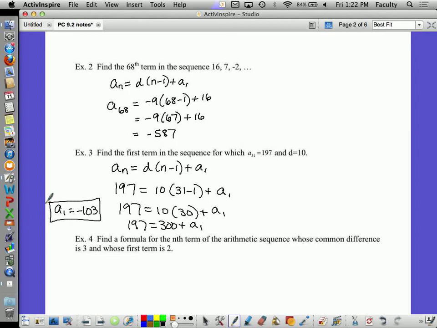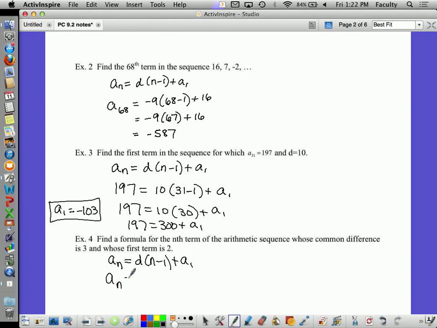Now, in example 4, now that we're armed with this information, if we look back on some of those sequences in 9.1, if they're arithmetic, we can use DNA to write the expression, so there's no guesswork. It says find a formula for the nth term in an arithmetic sequence whose common difference is 3 and whose first term is 2. So I'm going to write down DNA. So a sub n equals d times the quantity n minus 1 plus a sub 1.